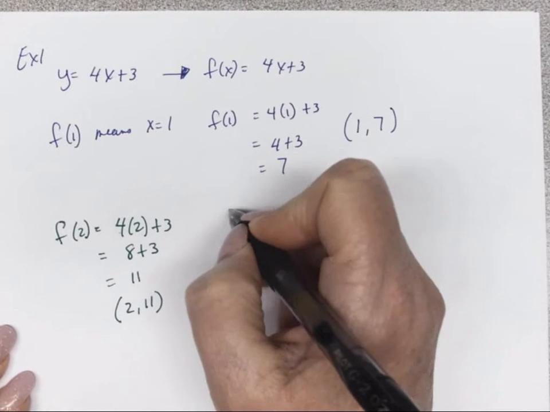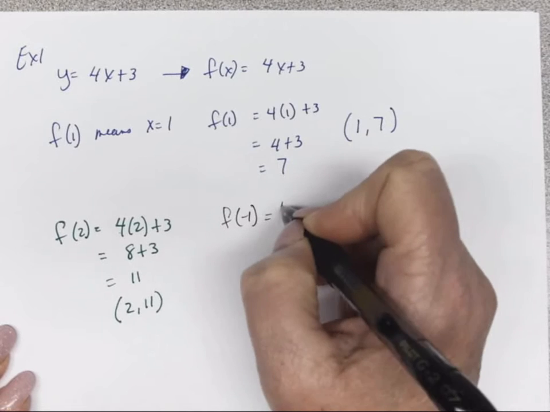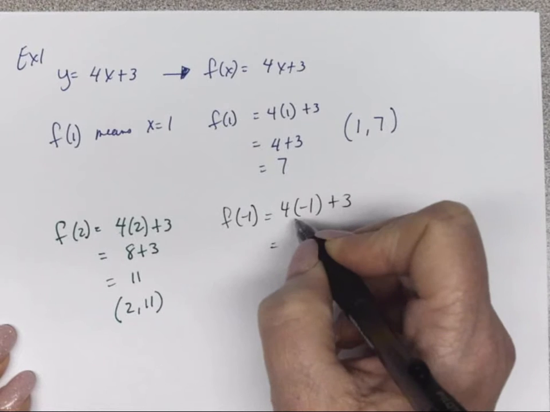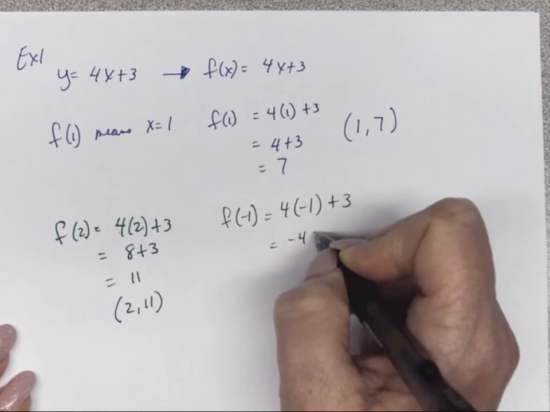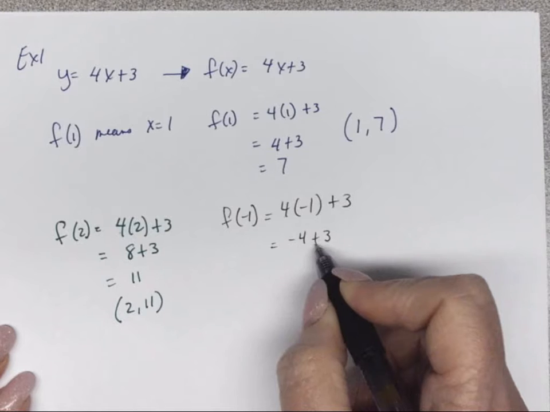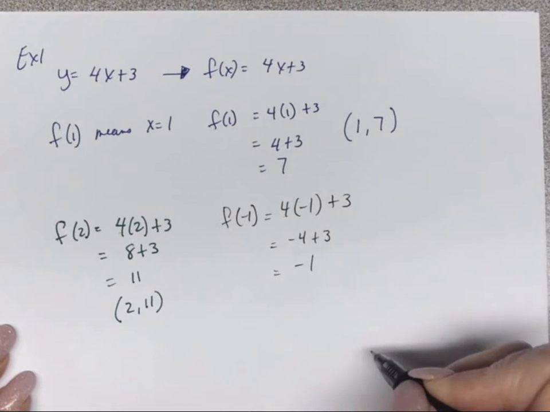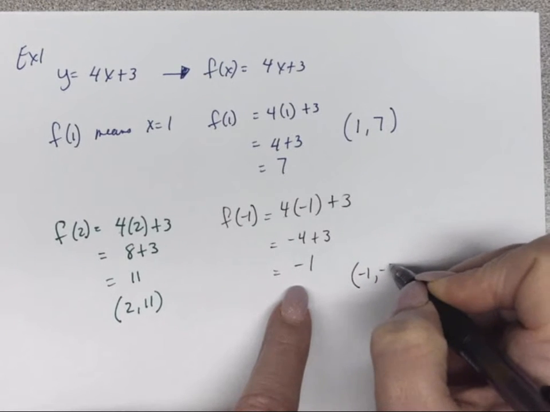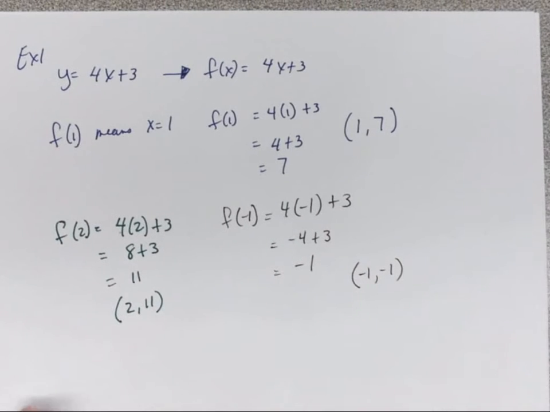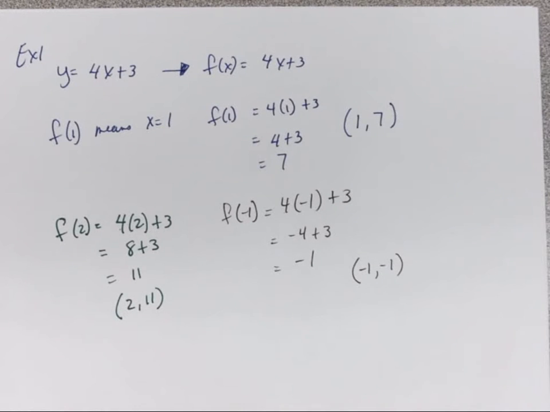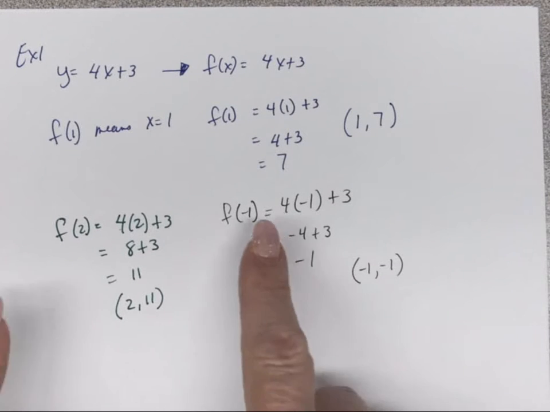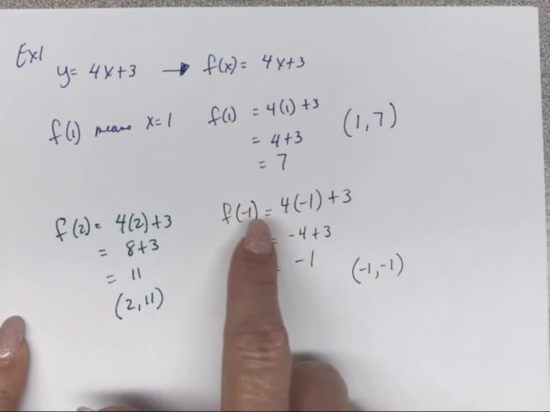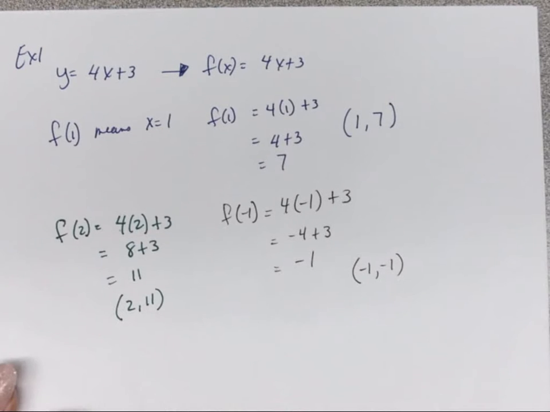If we did f at negative 1, this would be 4 times negative 1 plus 3. 4 times negative 1 would get us negative 4 plus 3, and negative 4 plus 3 would be equal to negative 1. This point would be x is equal to negative 1, y is equal to negative 1. So you're just plugging in values for x to find y. And again, that's why x is the independent variable, but y is the dependent one, because what y will equal depends on whatever x is.